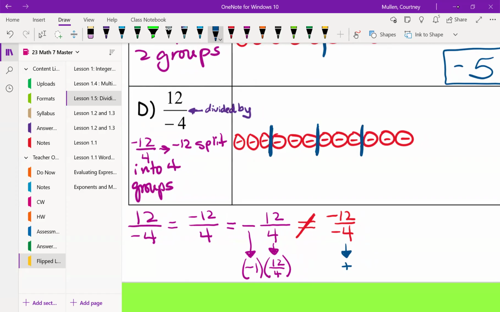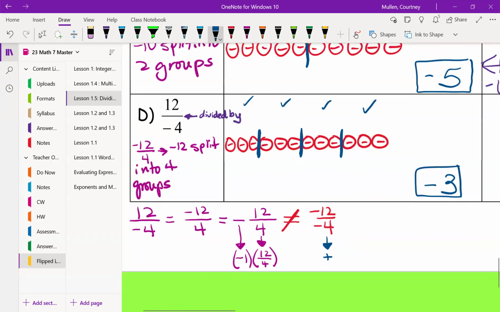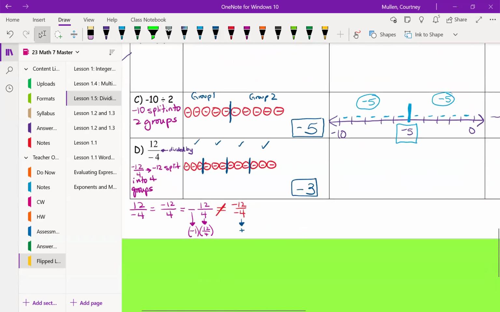So we have 4 groups. Group 1, Group 2, Group 3, Group 4. How many are in each group? 3. What are the sign of the counters? Negative. So our quotient is -3. Let's try that one more time.